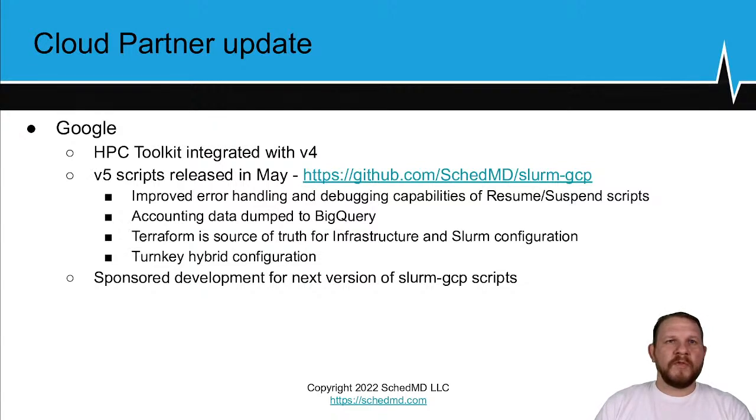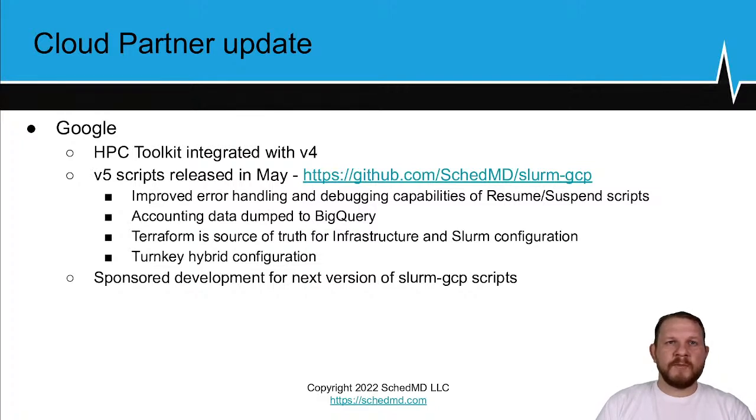And finally, we'll close with an update on our cloud partners. We continue doing a lot of work with our cloud partners. You've heard already in some of the earlier presentations some of the many great things that they're doing with customers. First, I'll talk about Google Cloud. They have recently released an HPC toolkit that is now integrated with version 4 of our Slurm GCP scripts, and they're working on doing that integration with V5, which was just released in May.